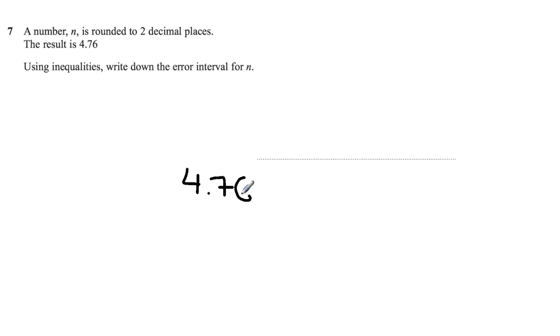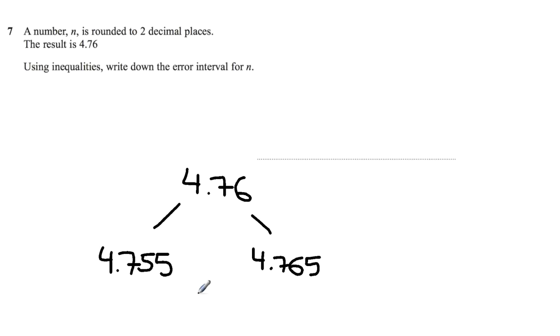So we have 4.76. And the lower bound is 4.755 and the upper bound is 4.765. And now I'm just going to put it into an inequality, therefore 4.755 less than or equal to n less than or equal to 4.765. And that's your final answer.